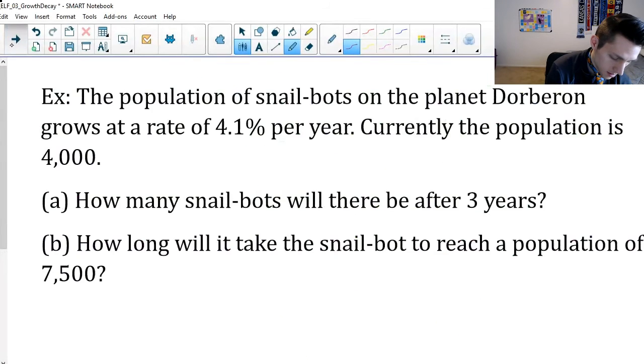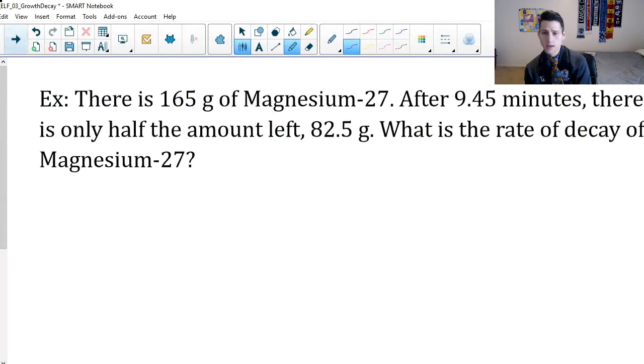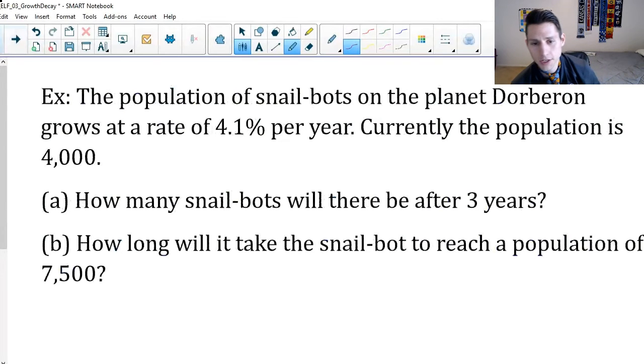So, the population of snail bots on the planet Dorberon grows at a rate of 4.1% per year. Currently, the population is 4,000. Part A, how many snail bots will there be after 3 years? Part B, how long will it take the snail bot population to reach 7,500? All right.